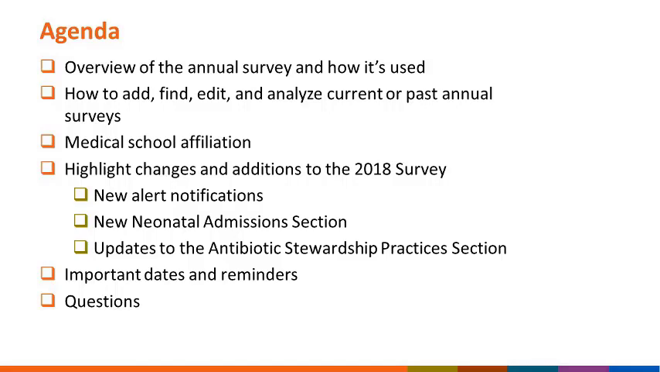During this webinar, we will provide an overview of the annual survey and how it can impact your facility's SIR calculations. We will show you how to add, edit, and analyze current and past annual surveys. There will be a detailed review of how to define the various medical school affiliation options for hospitals. Subject matter experts will introduce new questions and updated sections to the annual survey, as well as provide detail for their inclusion on the annual survey. At the conclusion of this presentation, we will have time to take questions from participants.